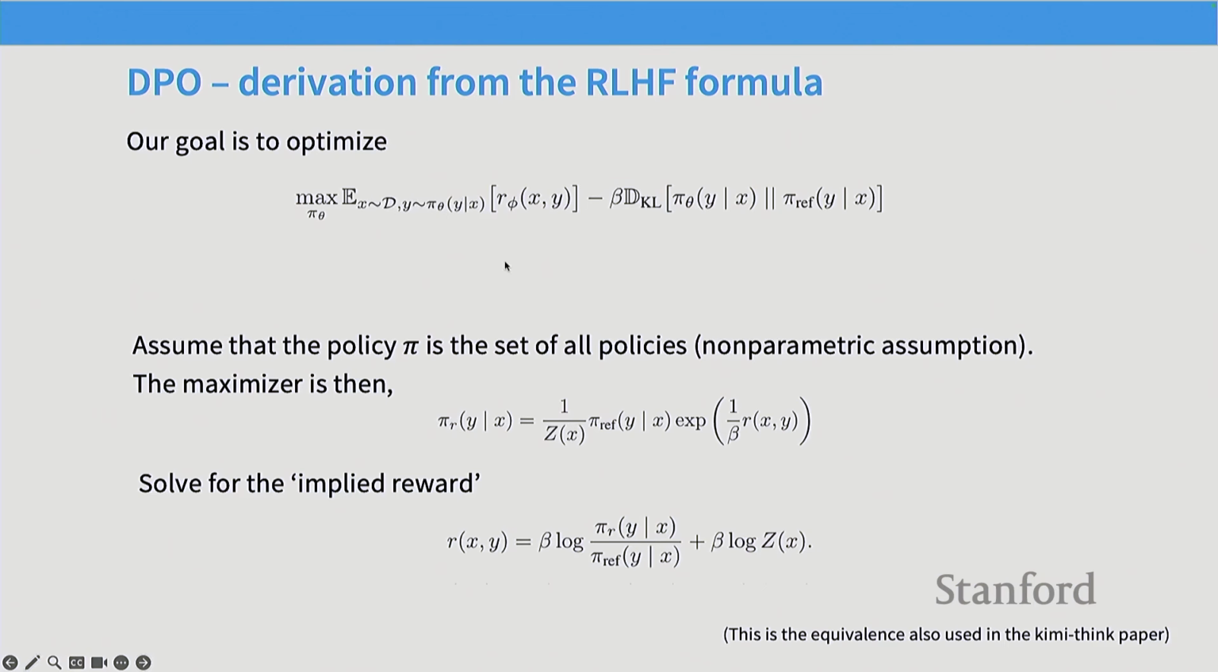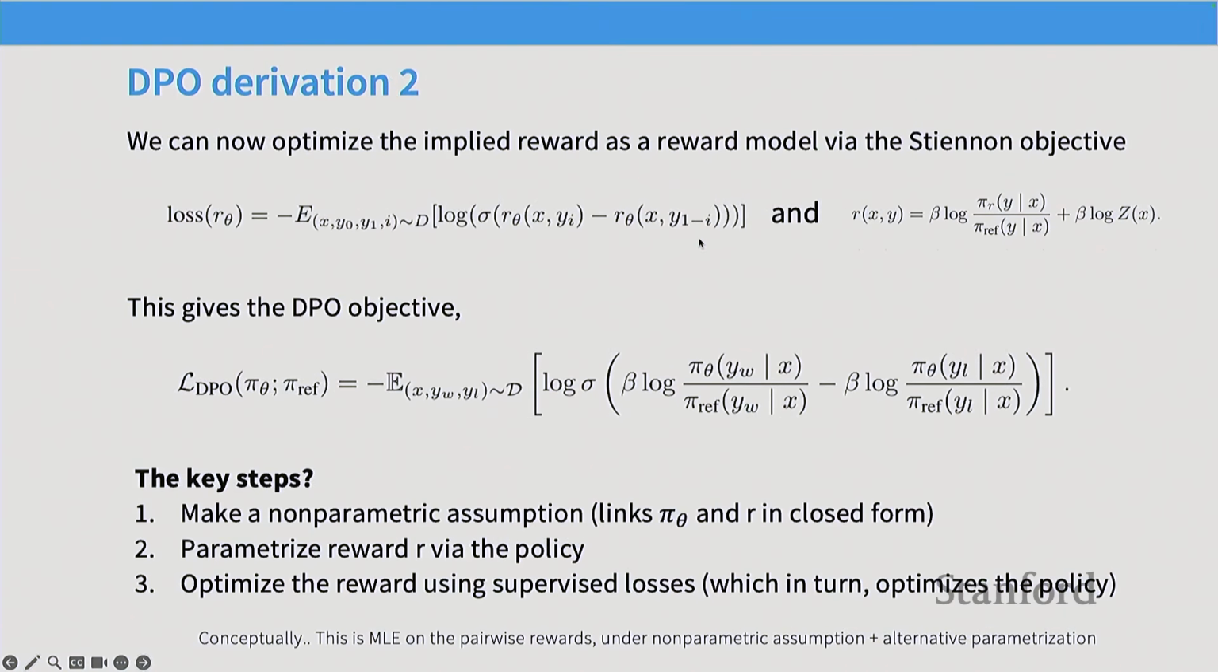The way we do this, if you remember the derivation, is that we make the non-parametric assumption that our policy class is the set of all functions. We rewrite the reward as a ratio of the policies, and then plug that into the Bradley-Terry objective. So we find a policy such that the implied reward maximizes the probability of seeing the pairwise preferences that we see. Now this is great because it's basically supervised learning on an alternatively parameterized objective, which is nice.